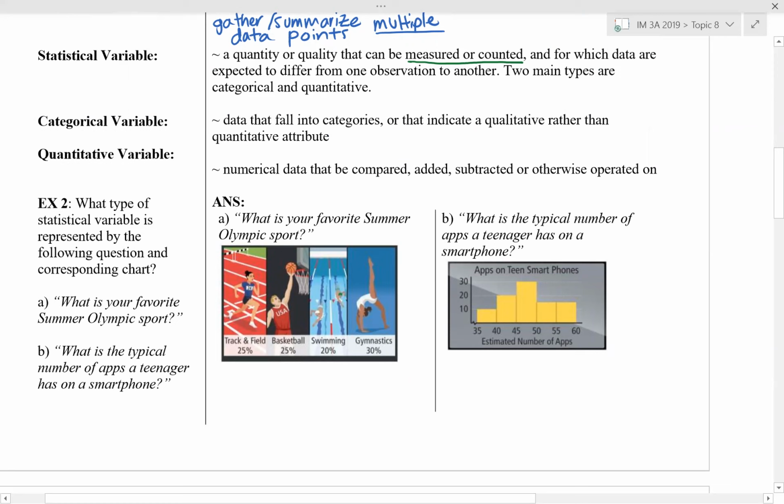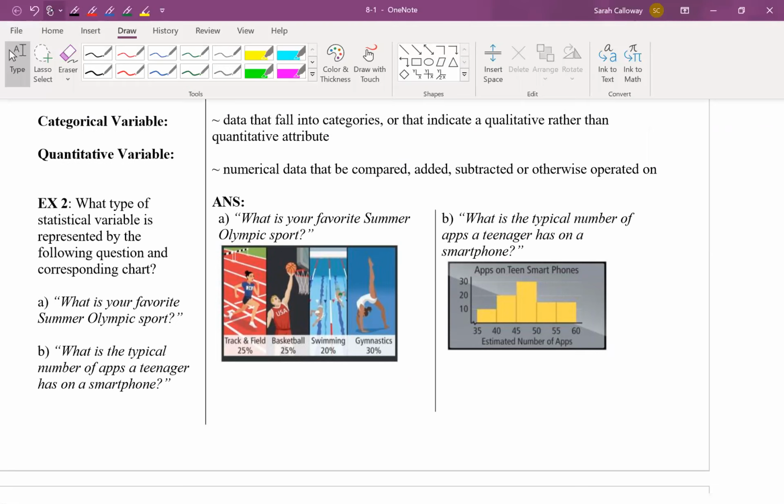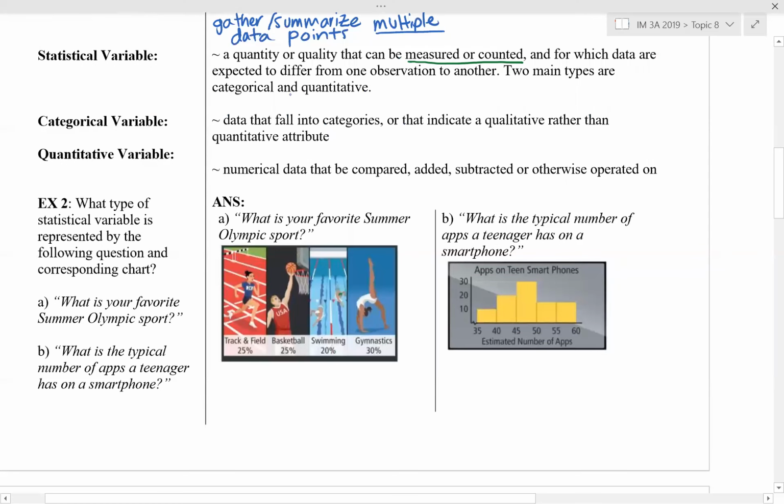The two main types of data are categorical data and quantitative data.